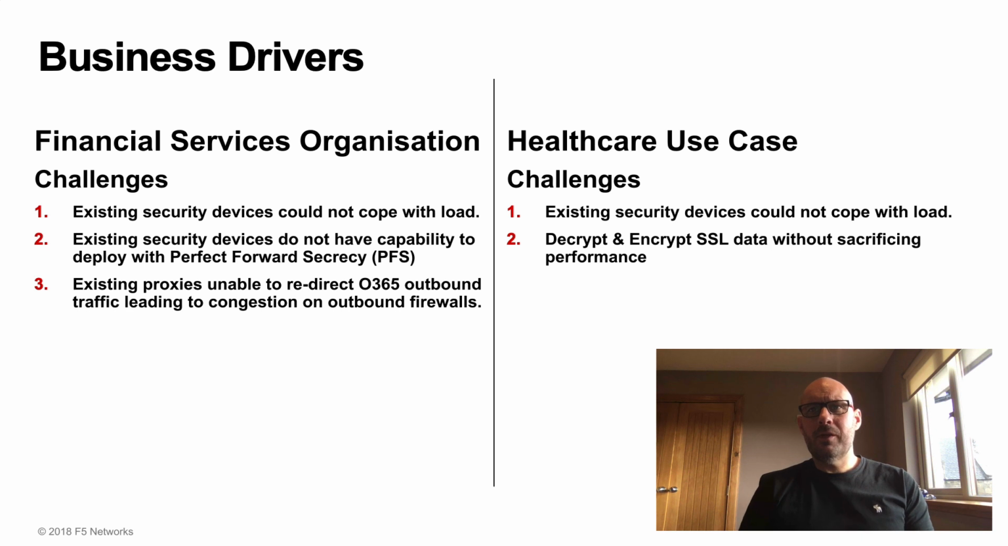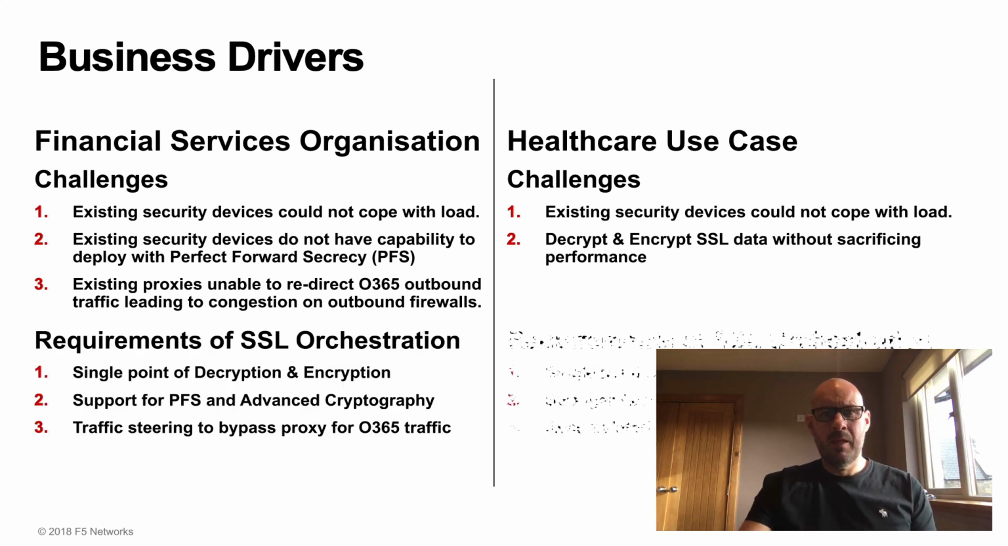So moving on to the healthcare use case, the number one priority, again, was that the security devices couldn't cope with the load. This organisation specifically said when they switched decryption on their perimeter next-gen firewalls, they peaked at 100% CPU and they had to switch the decryption service back off on those devices. Fundamentally, they're great technologies, but the appliances are not built to deal with encrypted traffic. And they also wanted to decrypt and encrypt SSL data without sacrificing performance.